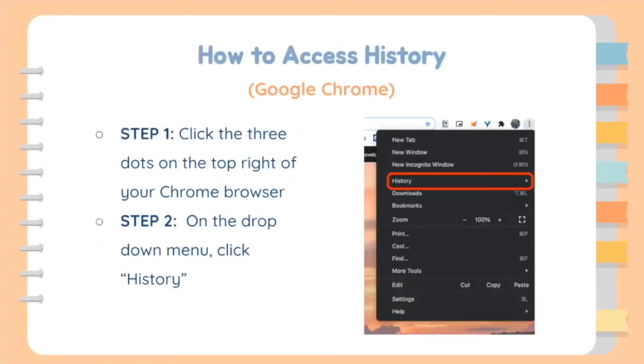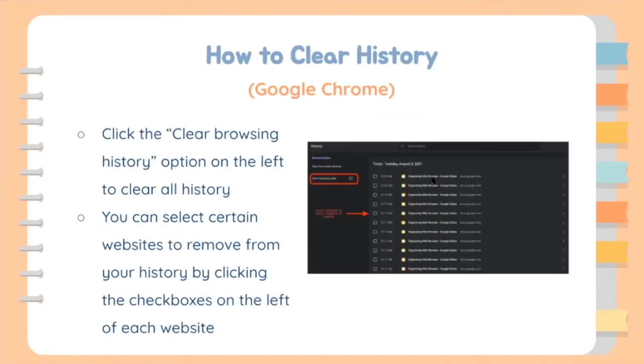How to access history on Google Chrome. Again, click the three dots in the top right corner of your Chrome browser. And on the drop-down menu that shows up, go to the fourth option and it should be history. And you just click that. It should open a new tab and look something like this.